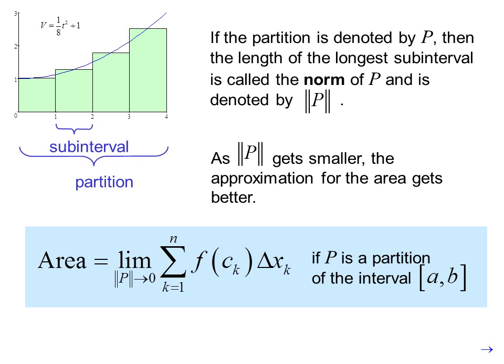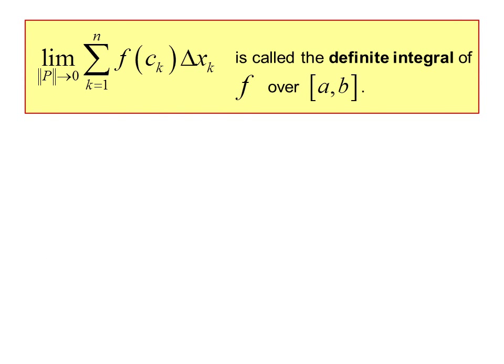We can define area as the limit as the norm of P approaches 0 of the summation from k equals 1 to n of f of c sub k times delta x sub k, if P is a partition of the interval from a to b. This expression is called the definite integral of f over the closed interval a to b. What it means is we add an infinite number of infinitely narrow rectangles.